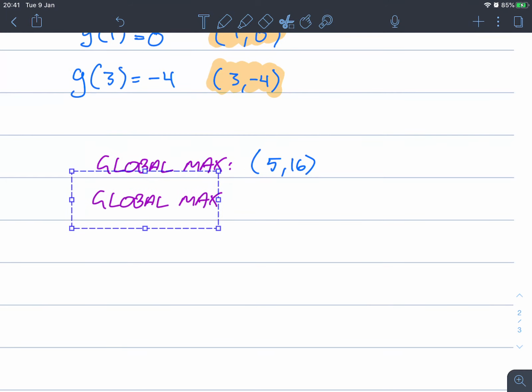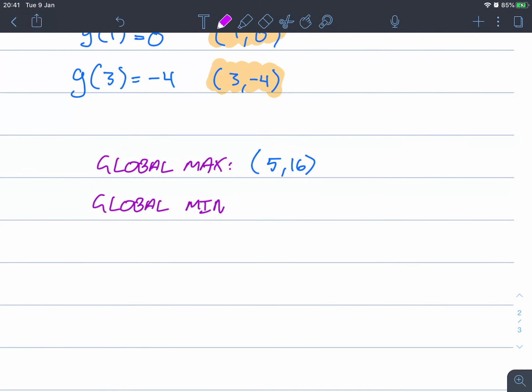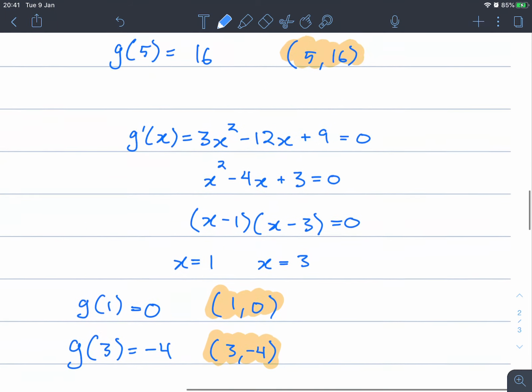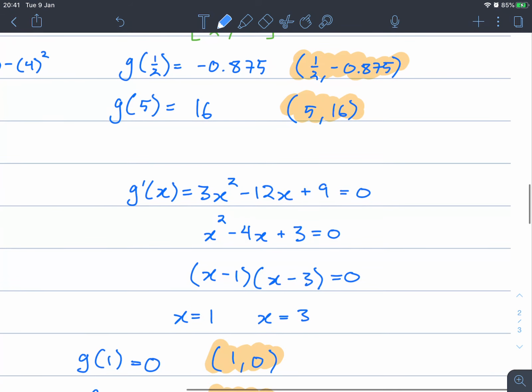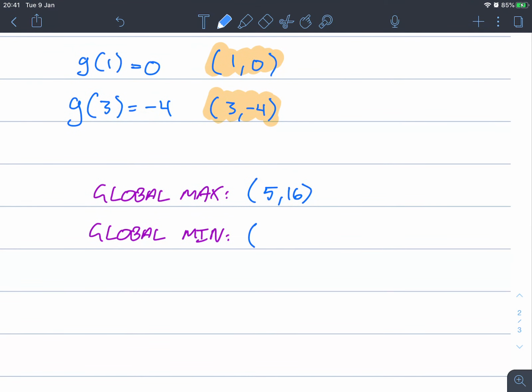Our global min now, all we need to do is look at our lowest points. So negative 4 is our lowest. Well, negative 0.875, it's not even close. So our global minimum is at 3, negative 4.